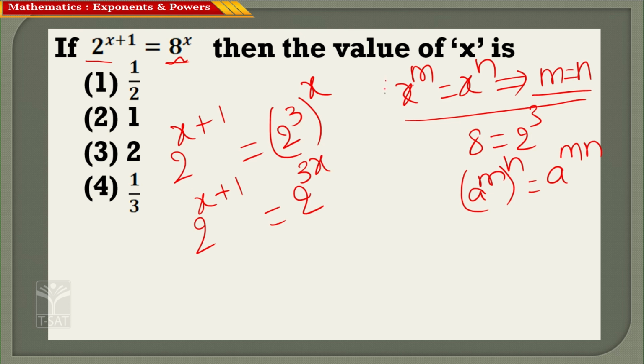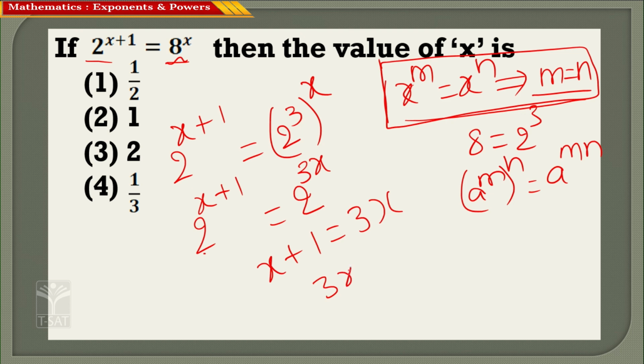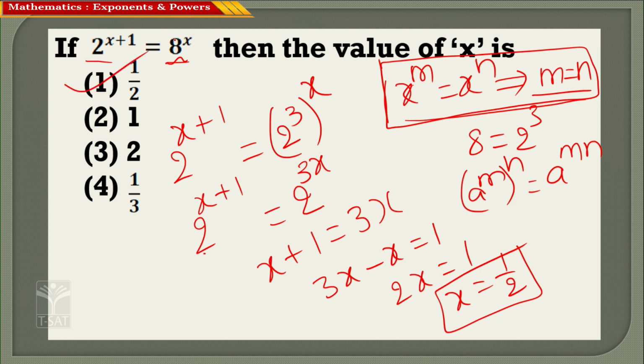Now you observe, we reached this rule. So bases are equal, so equate powers. Here bases are equal means here the base is 2 and here also the base is 2. So you equate the powers. Then you can say x plus 1 is equal to 3x. Okay. Then transpose this x to the other side. Then you get 3x minus x is equal to 1. That is 2x is equal to 1 or x is equal to 1 by 2. That's how you can get the value of x.